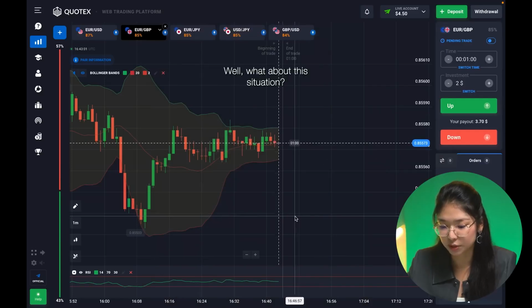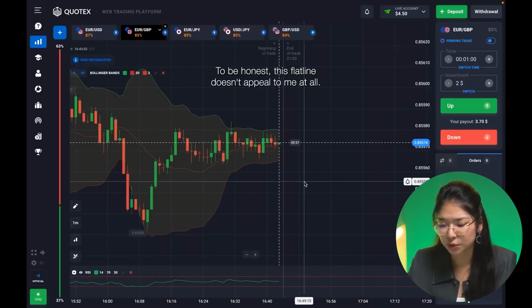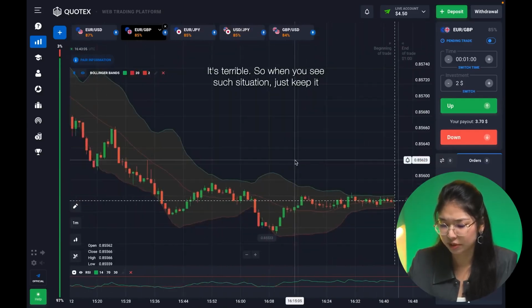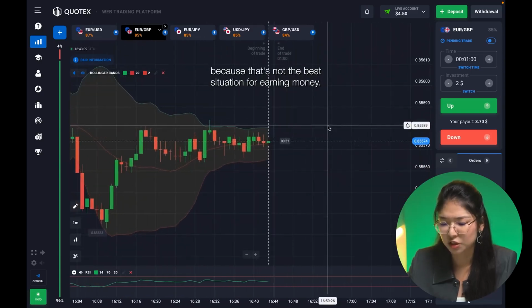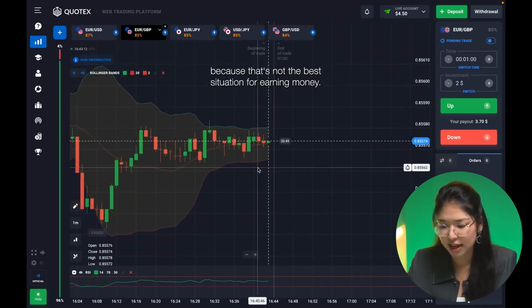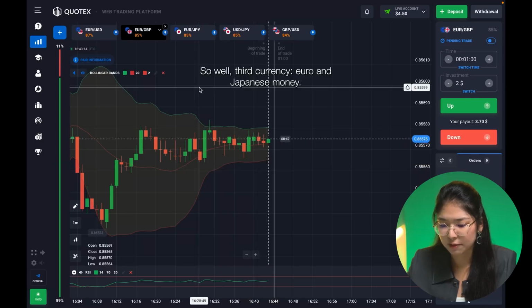So well, what about the situation? To be honest, the flat line doesn't appeal to me at all. It's terrible, and when you see such a situation, just skip it, because it's not the best situation for earning money. And well, third currency, euro Japanese yen.